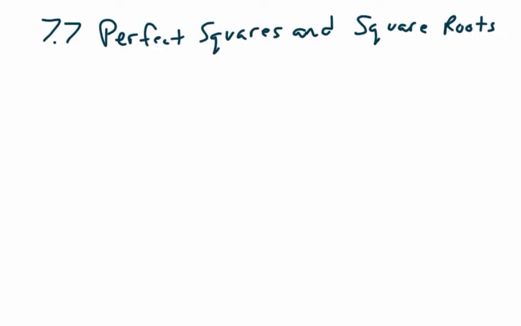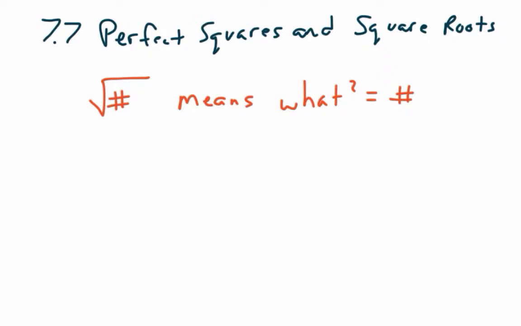Usually square roots are abbreviated with a radical sign like that. They call that a radical. So this maybe means what squared equals a number. Or maybe I should put a number inside there. So if I have the square root of a number, what it's really trying to say is, what number squared equals that number that I started with.